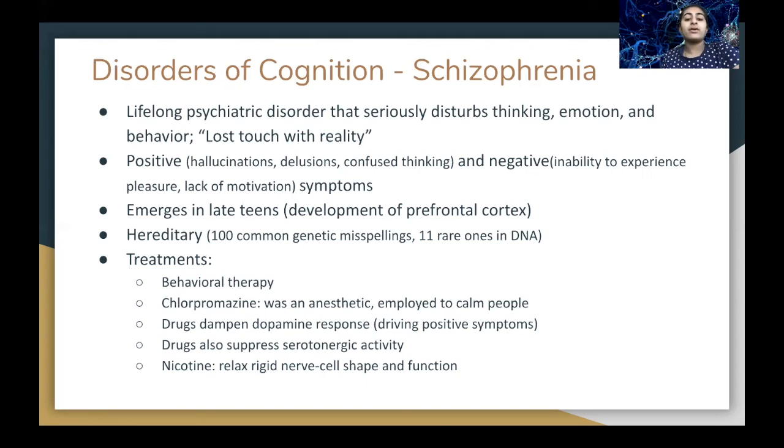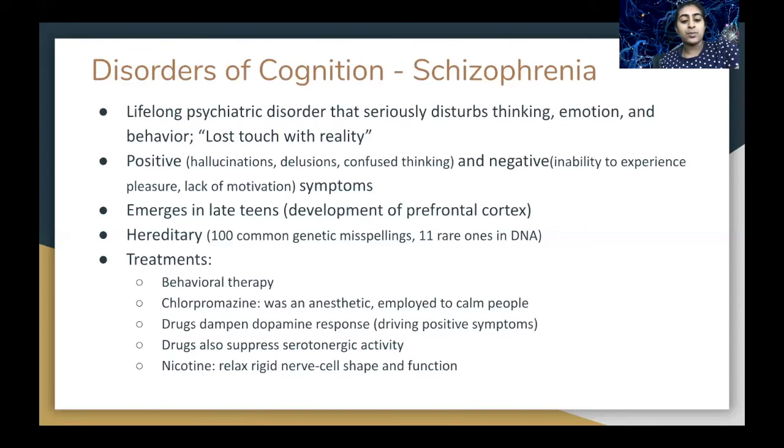Now, there are treatments for schizophrenia. You can have behavioral therapy. There's also chlorpromazine, which was used as an anesthetic, but then it was later employed to calm people down. There are also drugs that dampen the dopamine response. Dopamine is the main neurotransmitter that's involved in driving those positive symptoms. It's way too high in people with schizophrenia. And so basically by dampening the dopamine response, it will help with those symptoms.